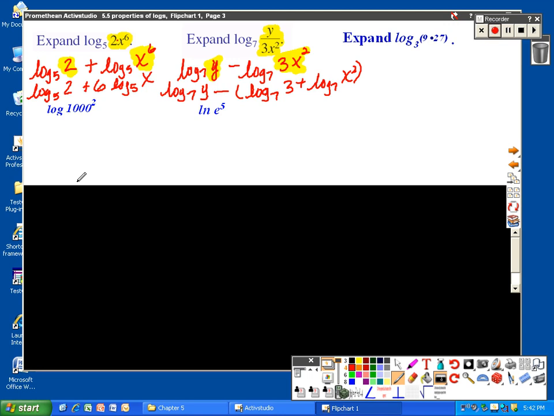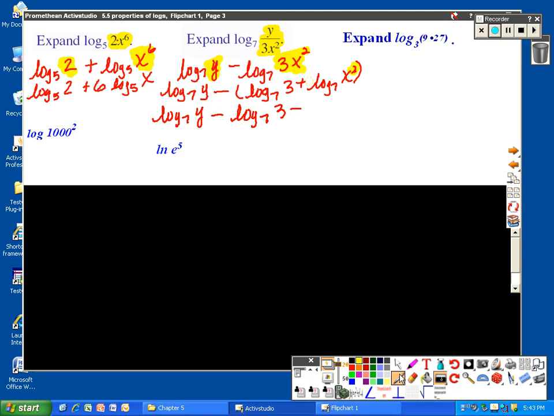Which, let me move these. Means log base 7 of y minus log base 7 of 3 minus, and this power has to come to the front of this log, so that means 2 log base 7 of x.